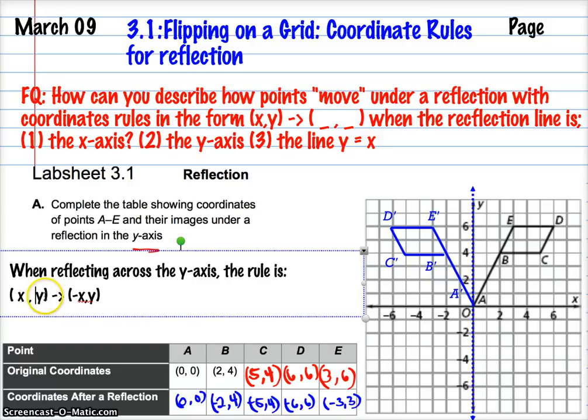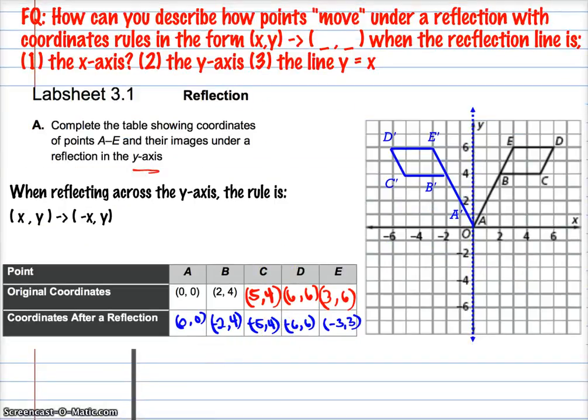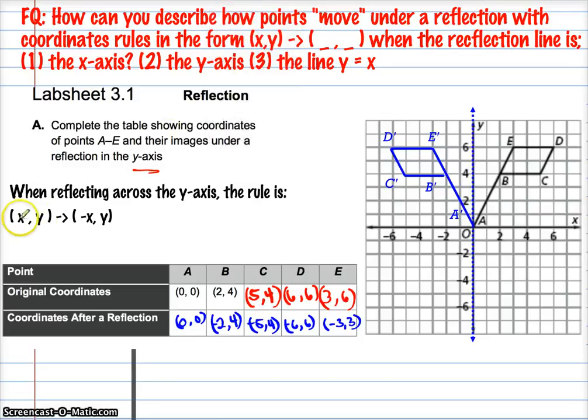If it was in the negative region, the x's would still change to the opposite. It would just be across the y value. So everything moves to the negative side. If it was over here and it was a negative value, it would be negative, negative, and move to the positive side. Okay, so this is important. This should be in your notes, highlighted, boxed, y-axis. The rule is x, y turns into negative x comma y.